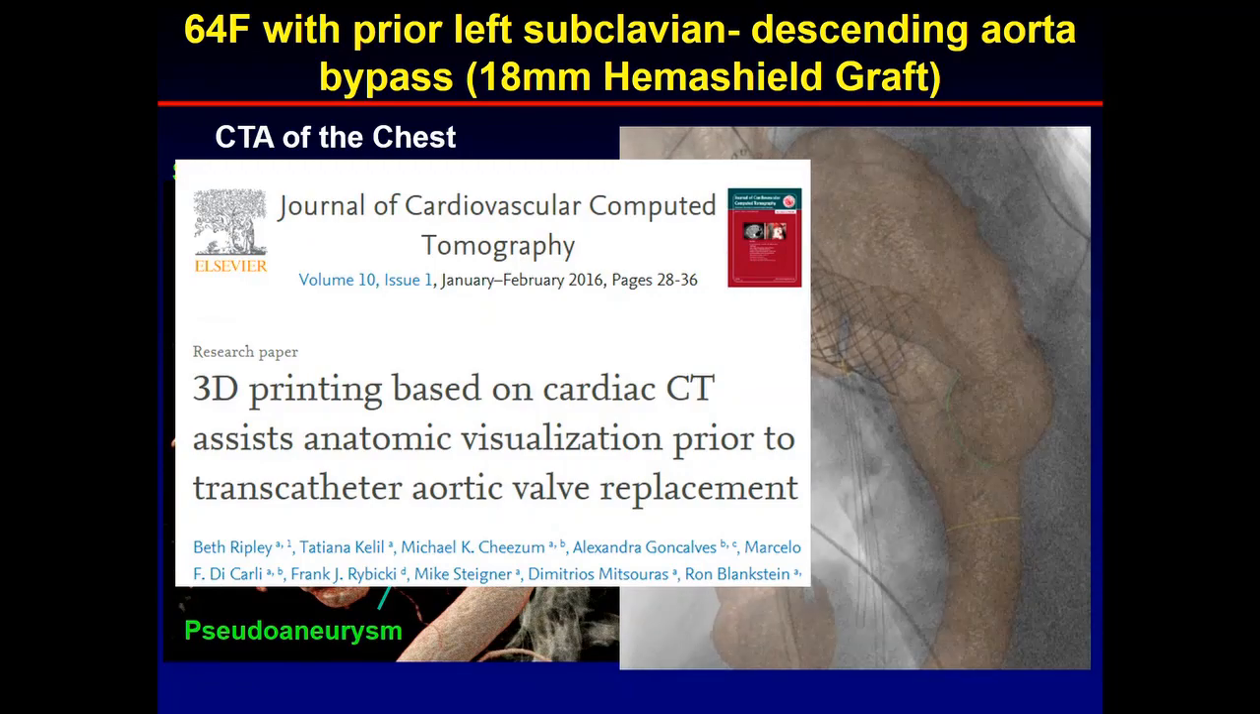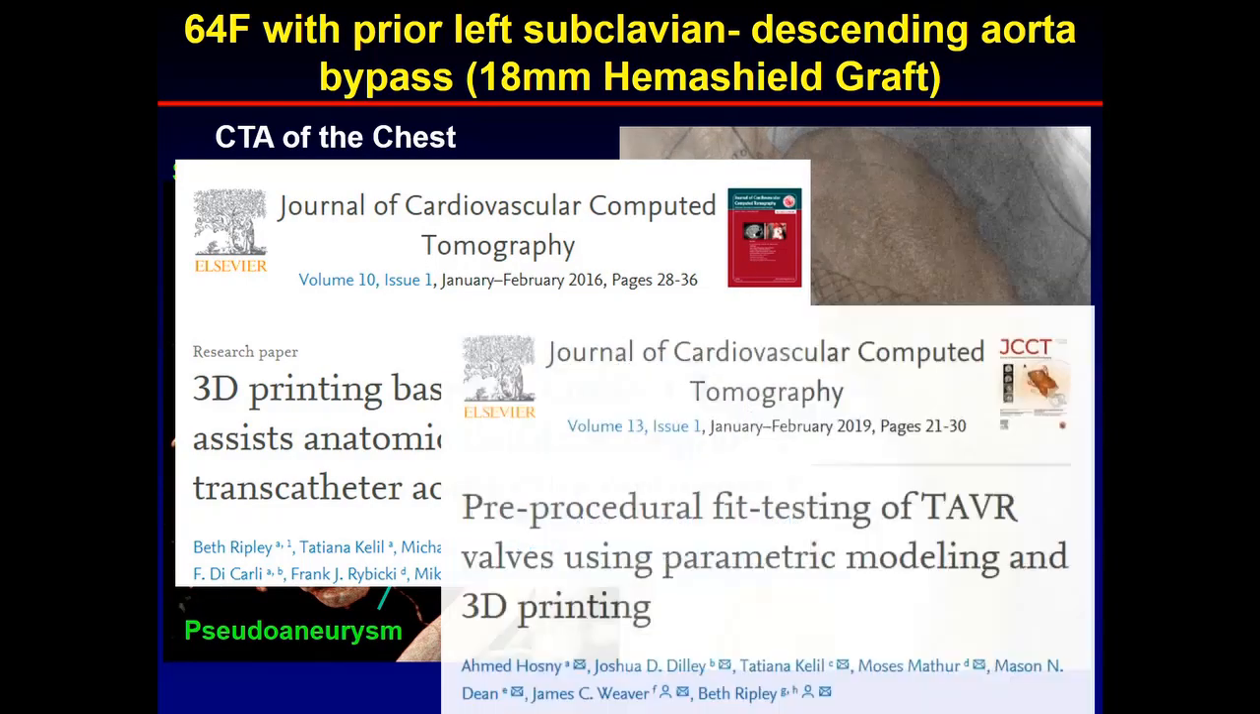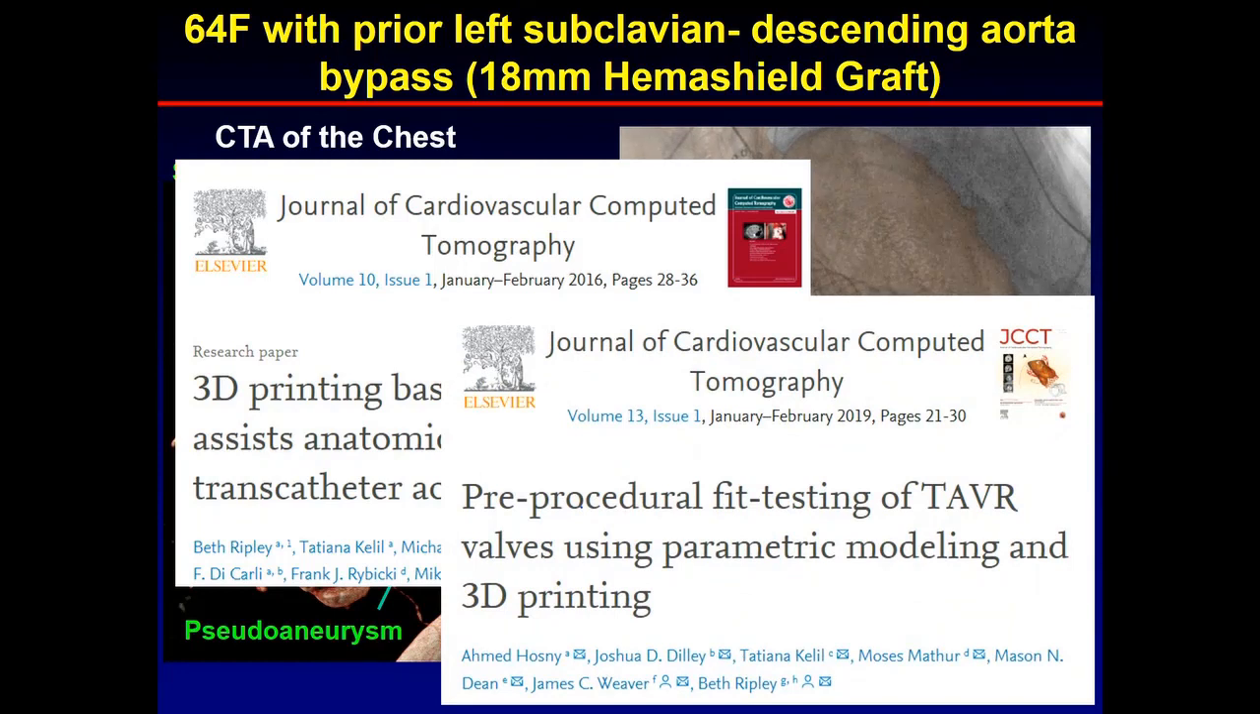This was back in 2016, and this is now just one that came out just recently, this past several months ago in the Journal of Cardiovascular Tomography, looking at 3D printing as a way to possibly identify the best sizing in certain individuals who might be at risk, who have certain anatomy, either a lot of calcium on the valves themselves or in the LVOT, where we might be able to use this to help guide us in planning our TAVR procedures.